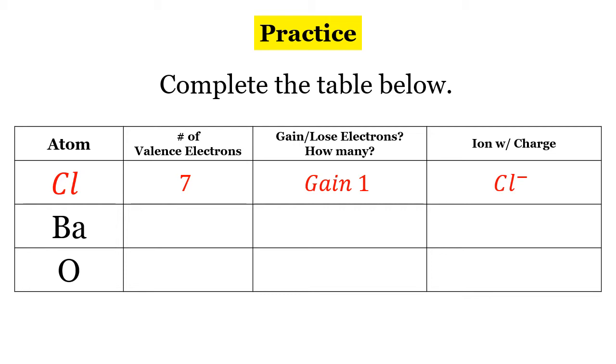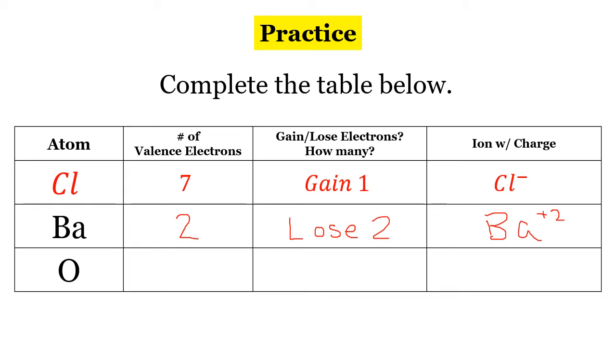Okay, barium. Barium is in group 2A. It has 2 valence electrons. Because it has 2 valence electrons, it's going to lose those electrons. Remember, anything between 1 and 4, we are losing. Its ion is going to be Ba. Because it's losing 2 electrons, it now has 2 more protons than electrons, so its charge is going to be +2.